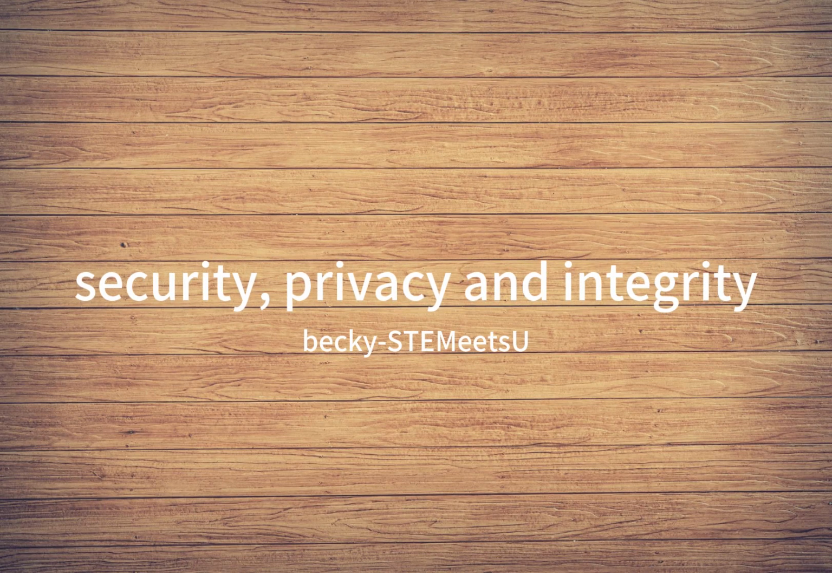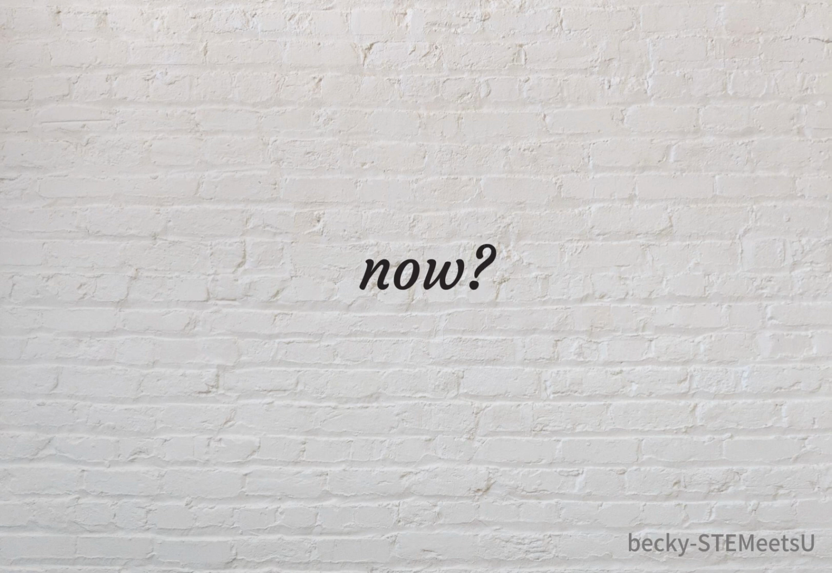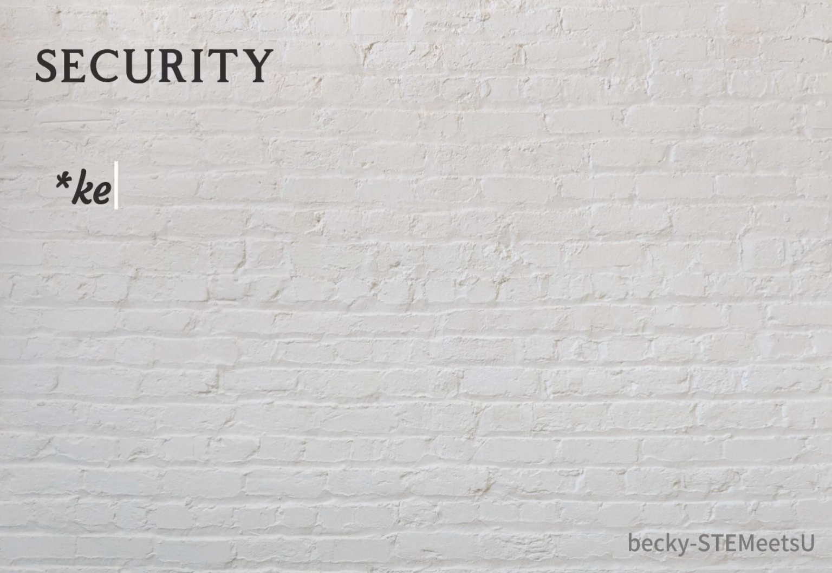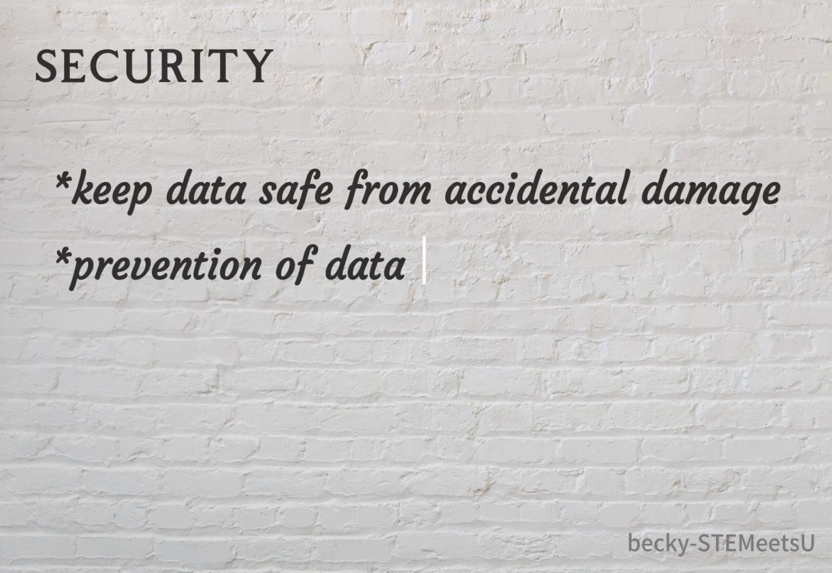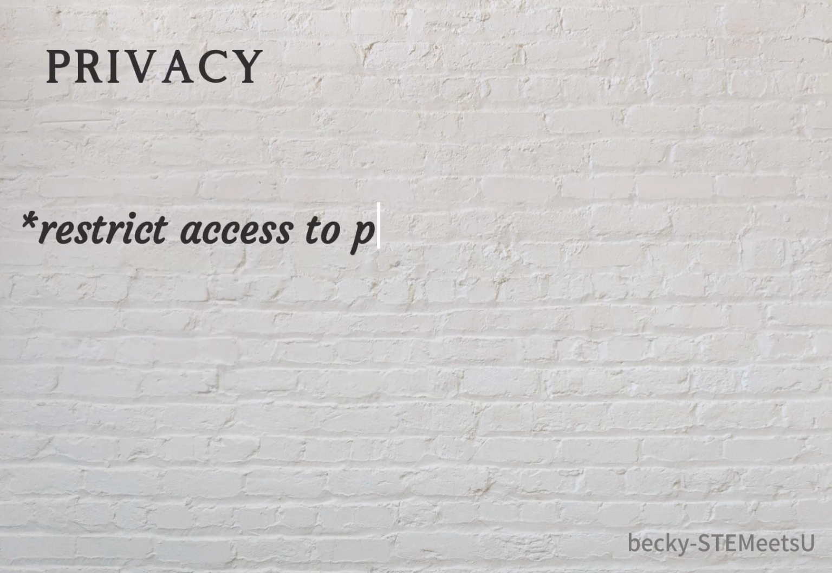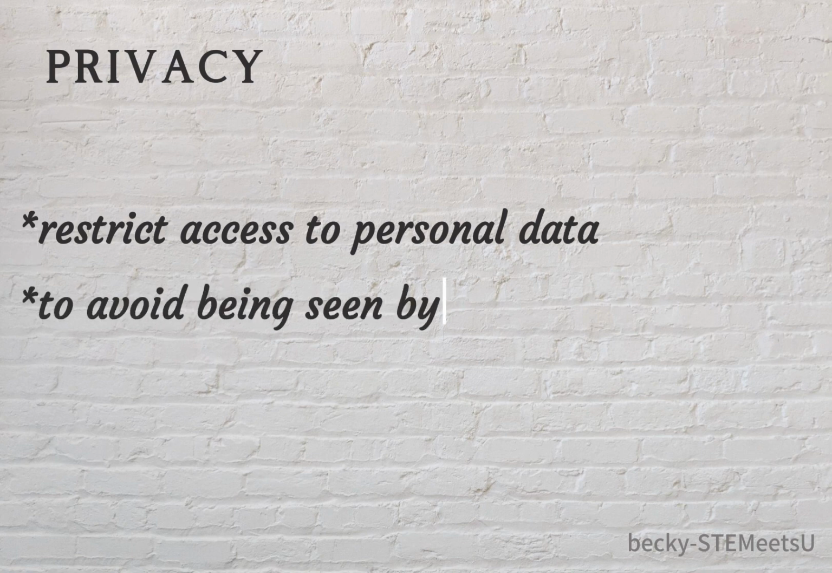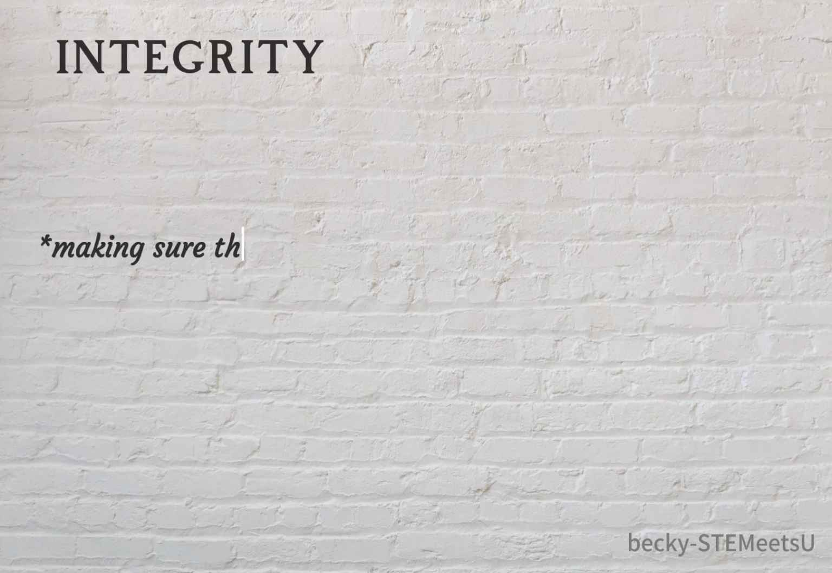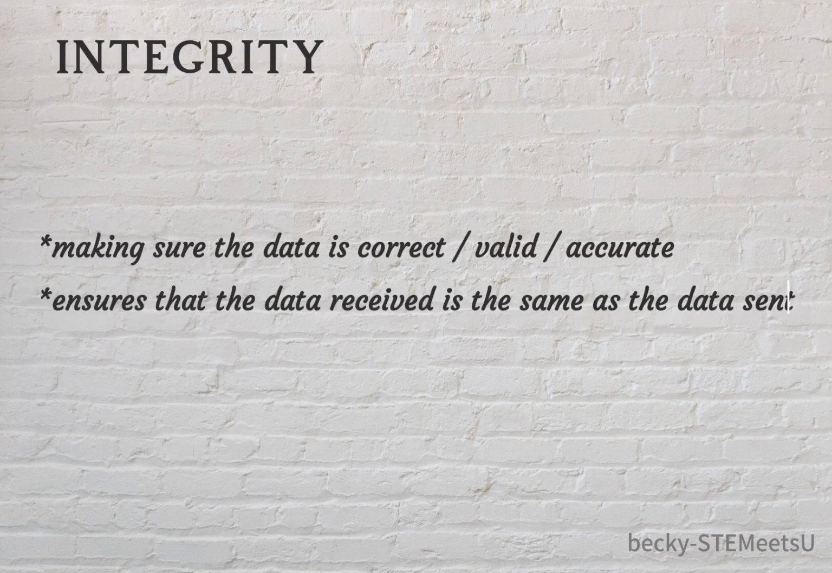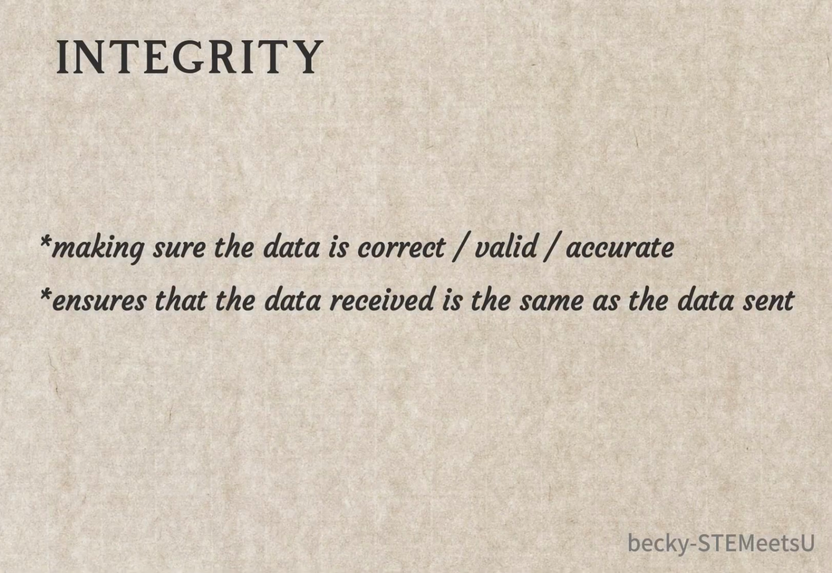Today I'm gonna introduce data security. As now you're watching this video, you must know how to surf the internet and watch video on YouTube. So you must know what is data security. Data security is keeping data safe from accidental damage, prevention of data loss. And privacy is different. It restricts access to personal data to avoid being seen by unauthorized people. For integrity, it's making sure that the data is correct or valid or accurate and up to date.